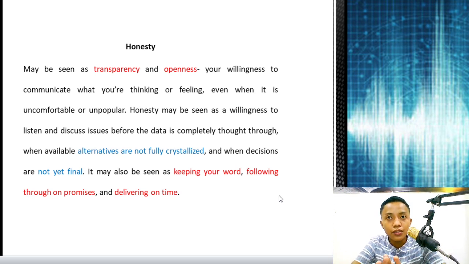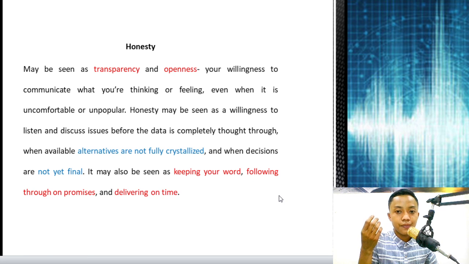Talagang kung ano yung mga bagay na hindi pa, sabi ko, when available alternatives are not fully crystallized and when decisions are not yet final, kinakailangan po natin timbangin. We should always, yung mga bagay na ating gagawin, ito ba yung nakakabuti? Pag hindi pa natin na-crystallize, kung hindi pa talaga natin nauunawaan, we should keep our mouth shut. Kinakailangan po na hindi muna tayo gagawa ng mga bagay na hindi nakakabuti o gagawa ng masamang mga mensahe.